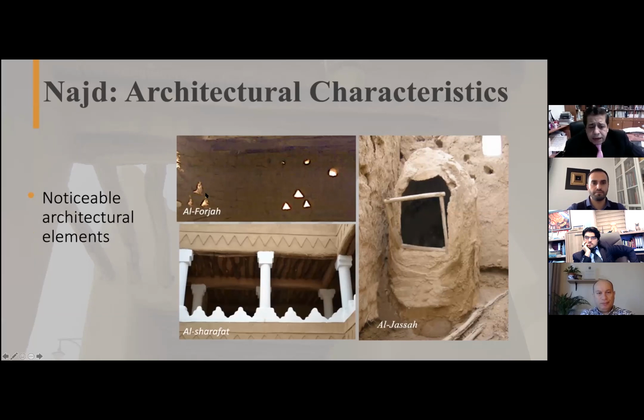Notable architectural elements, we see these openings, which are called al-furja, and this arcade in the upper floor is called sharafa, and this is jassa, where they keep the dates for a long time. And I was there once, last year, and I heard that they found one of the jassas with fresh dates dated back to like 300 years ago, and still in good condition.